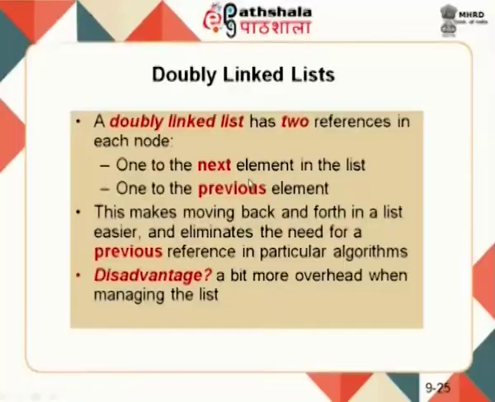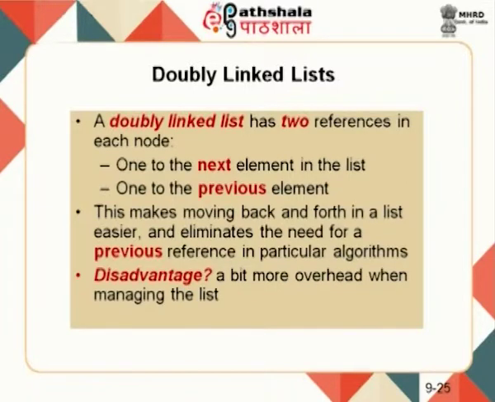Now, doubly linked list, as we just talked about briefly. In a doubly linked list, we have two pointers, one pointing to the previous node, that is the predecessor, and one pointing to the next node, that is the successor. So, a doubly linked list has two references, one pointing to the next element and one to the previous element. This makes moving back and forth easier and eliminates the need.